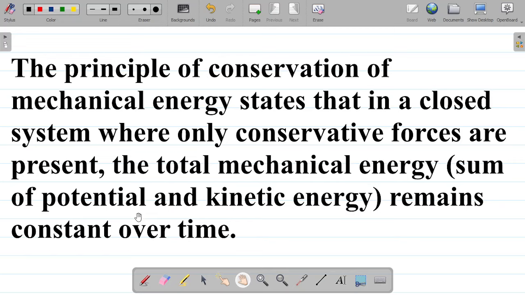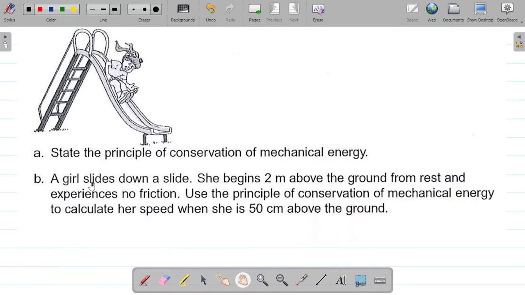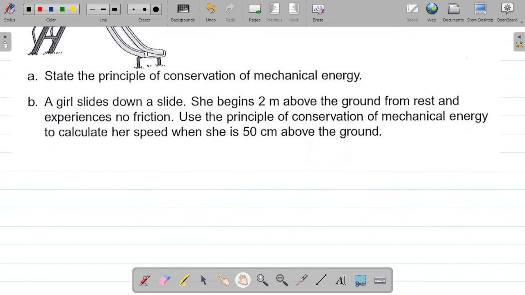Let's look at the B part there. The B part says a girl slides down a slide. That's this slide here, right? So here's a slide. They said she begins 2 meters above the ground from rest and experiences no friction. Use the principle of conservation of mechanical energy to calculate her speed when she is 50 cm above the ground.